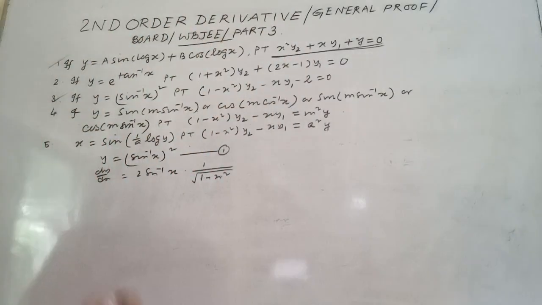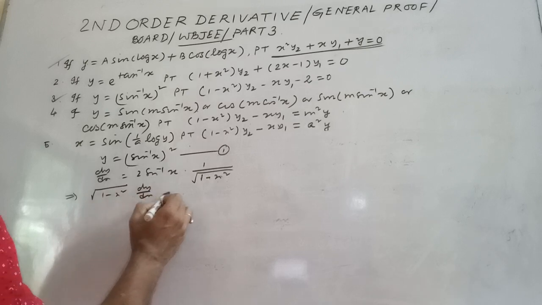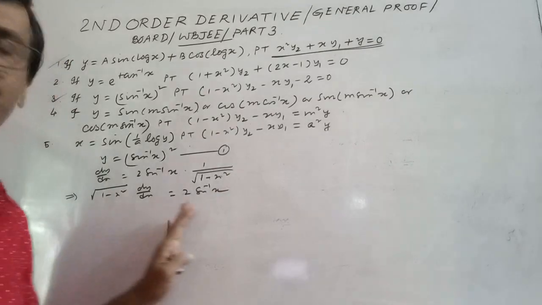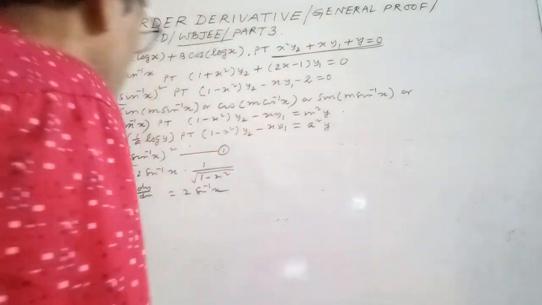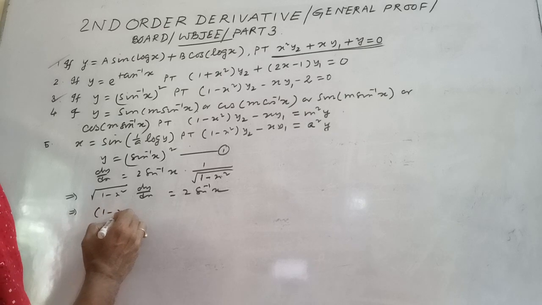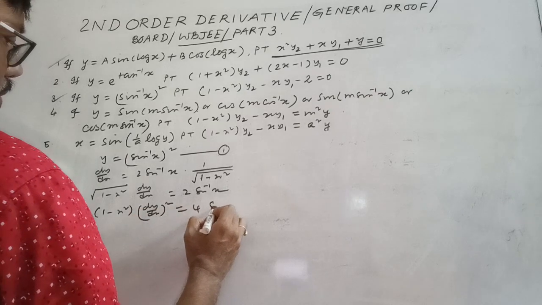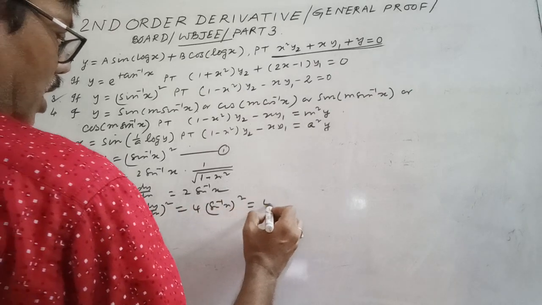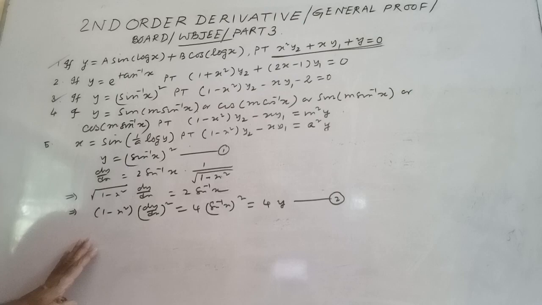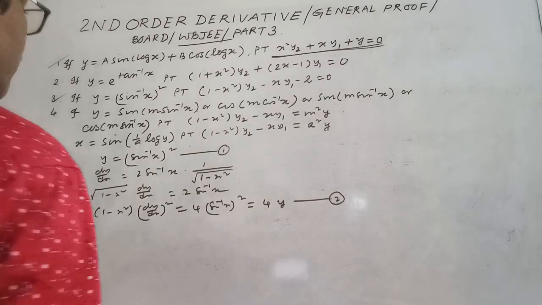Now to avoid the quotient rule, same technique. Root over 1 minus x square into dy by dx equals 2 sin inverse x. Now you can differentiate it directly, or to avoid the square root, you may take the square of it. So 1 minus x square into dy by dx whole square equals 4 sin inverse x whole square. What is sin inverse x whole square? This is y. So call it 2.